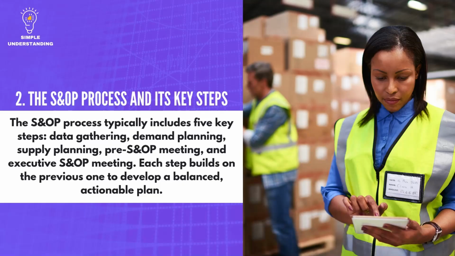2. The S&OP process and its key steps. Explanation. The S&OP process typically includes 5 key steps: data gathering, demand planning, supply planning, pre-S&OP meeting, and executive S&OP meeting. Each step builds on the previous one to develop a balanced, actionable plan.